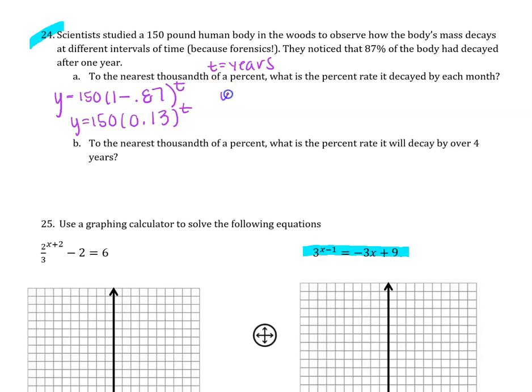So I'm going to rewrite this, forcing the outside exponent to be a 12t, because that's going to mean 12 times a year, which is a month. But that means I need to balance this with a 1 over 12 on the inside. Okay, we only care about the b value now at this point. I'm doing 0.13 raised to the 1/12 in my calculator.